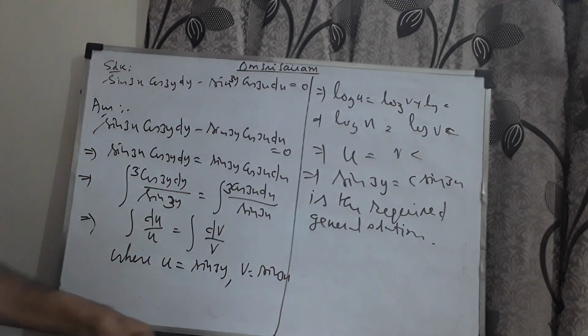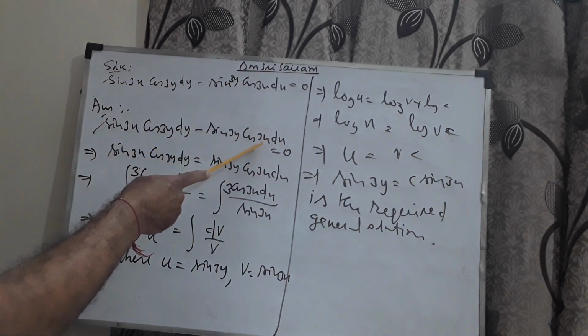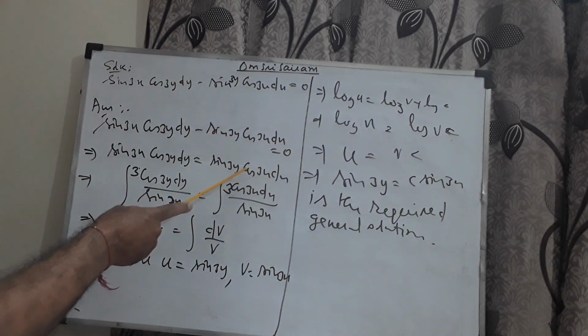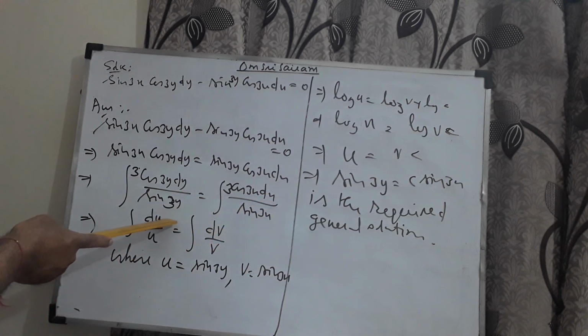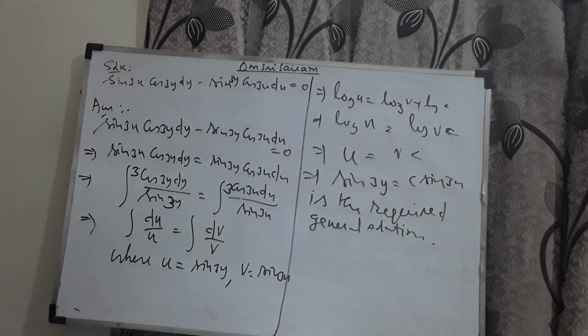Let me just explain once again the whole lot. It is not at all a difficult process. Sin 3x cos 3y dy minus sin 3y cos 3x dx equal to 0. Take this to the other side. Bring sin 3y down. Bring sin 3x down. Derivative of sin 3y is 3 cos 3y. Derivative of sin 3x is 3 cos 3x. Therefore, multiply 3 on both sides, or divide by 3 on both sides. 1 by 3 gets cancelled. Either way, both are correct.